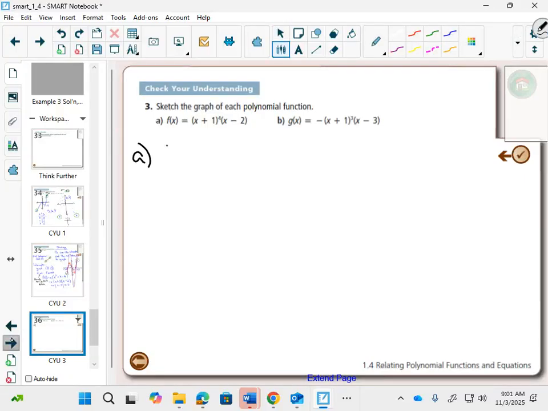Because it's already factored, the end behavior is a little bit trickier. Why? What kind of graph is this? Is it an x to the 4, x to the 3, x to the 5, x to the 6? What kind of graph is it? If you had to find out, you'd have to multiply it all out. Can you just think about the first one?